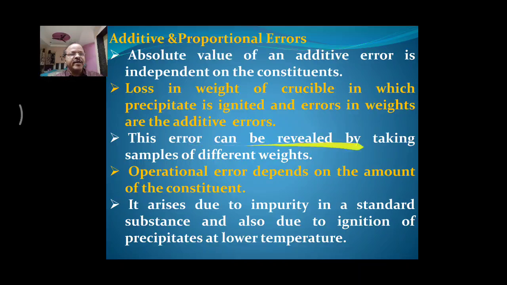These errors can be revealed by taking samples of different weights. So for gravimetric estimation, if we use 25 ml stock solution and carry out the experiment, we will get a particular result. That result may not be near the true value or the correct result.